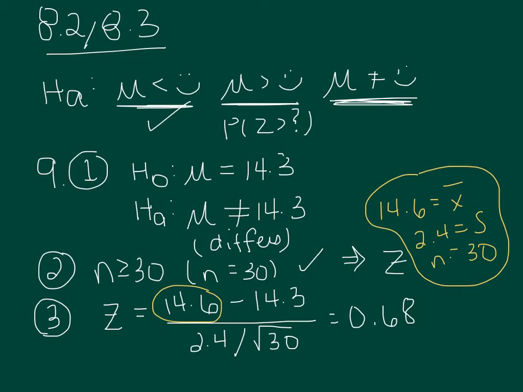Okay, so we now know we have a z of 0.68, and the next step is to decide on our p-value and draw the rejection region. I'm going to draw the picture because I think it really helps in understanding how to do these problems that involve a two-sided test.